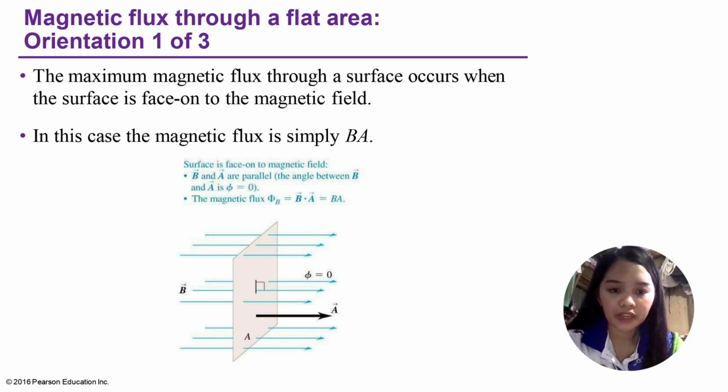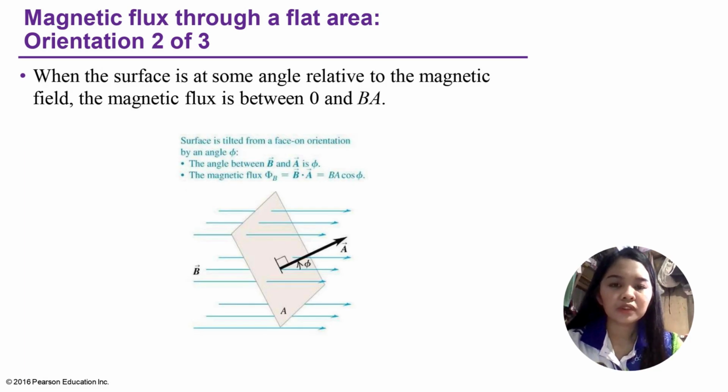The magnetic flux through a flat area depends on its orientation relative to the magnetic field. The maximum flux occurs when the surface is faced on to the field. In this case, the magnetic flux is simply the product of the magnetic field strength B and area A. If the surface is tilted at an angle relative to the magnetic field, the magnetic flux is reduced, and it is now given by B dA times the cosine of the angle. So the flux is between 0 and B dA depending on the angle.